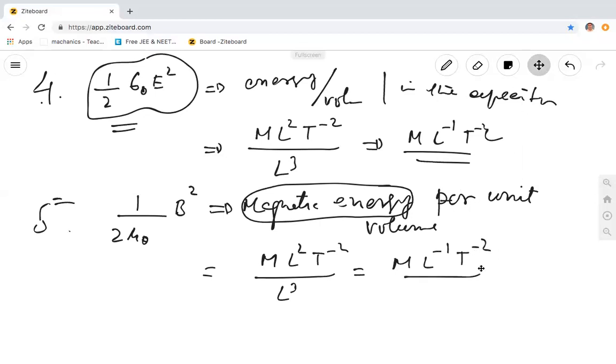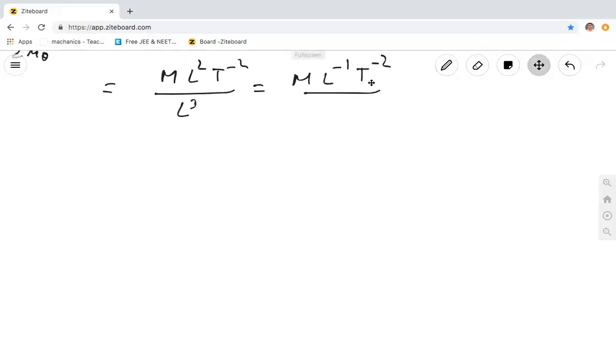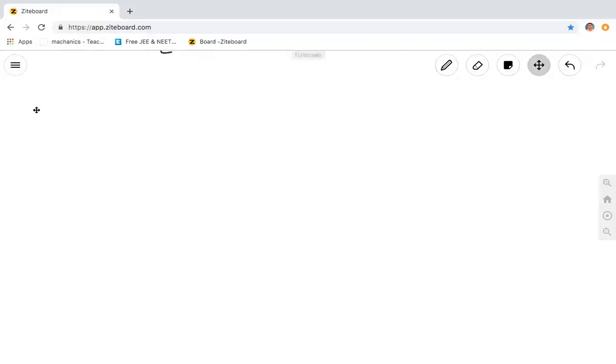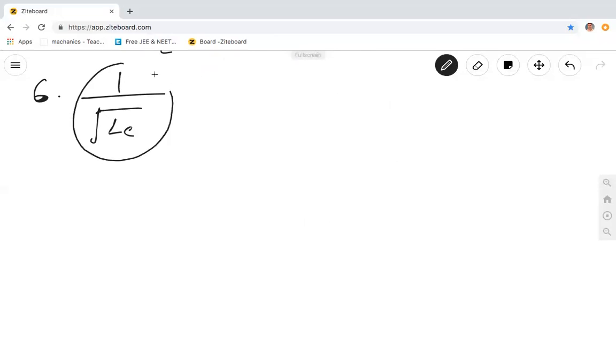Okay, now let me go to the sixth question. This was the assignment that was put to you last time. You should have done it yourself. But let me do it for you people. Root of LC. If you remember this equation, LC oscillators, then you know frequency is equal to 1 by root of LC.